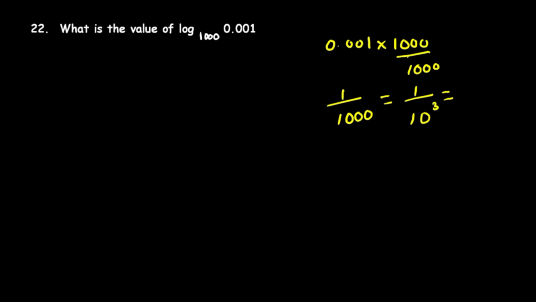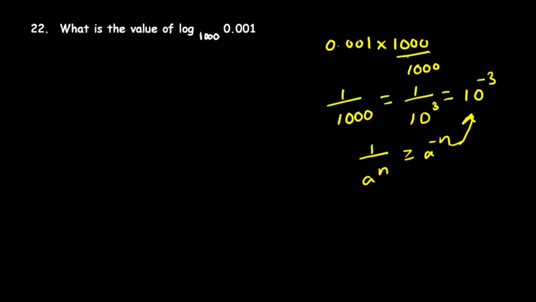This is 10 to the power of minus 3. Because you know very well 1 by a to the power n we can write as a to the power of minus n. So I applied the same logic here. So finally what we should write: 0.001 equal to 10 to the power of minus 3.